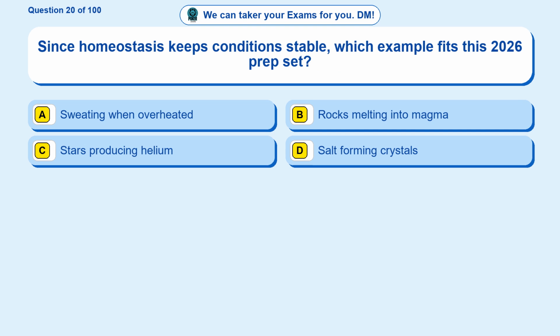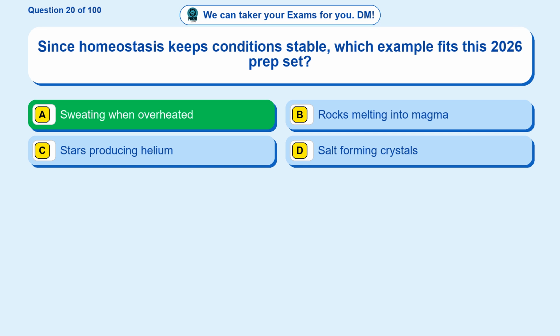Question 20. Since homeostasis keeps conditions stable, which example fits this 2026 prep set? Option A. Sweating when overheated. Option B. Rocks melting into magma. Option C. Stars producing helium. Option D. Salt forming crystals.